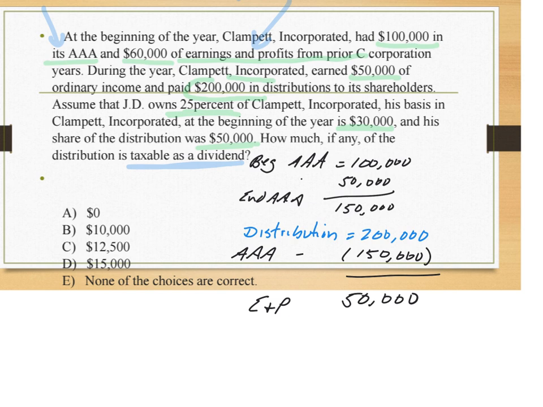Now, remember, okay, so we know that $50,000 of that distribution is taxed as earnings and profits, but remember that JD is a 25% owner. So JD has that $50,000 times 0.25, which is equal to $12,500. So for JD, $12,500 of that distribution is taxed as a dividend. Okay.